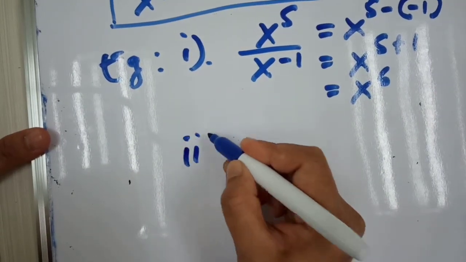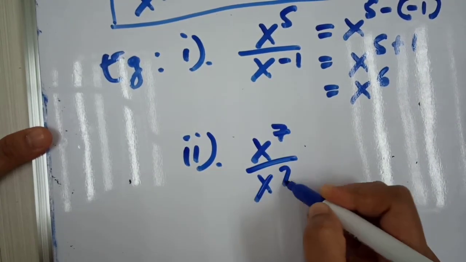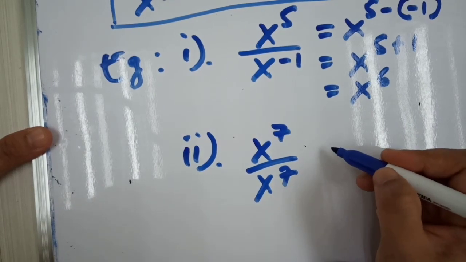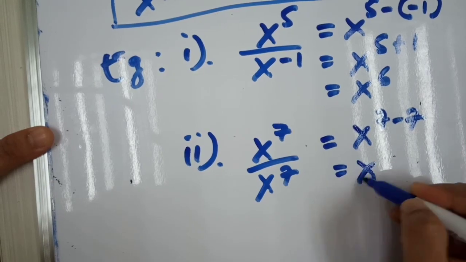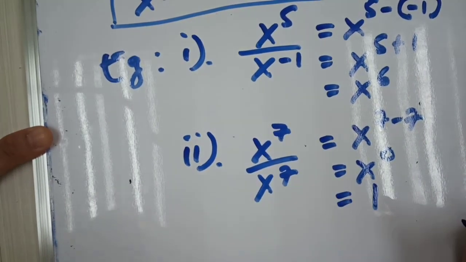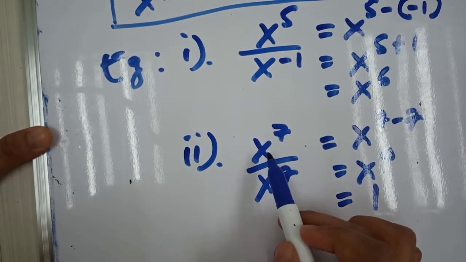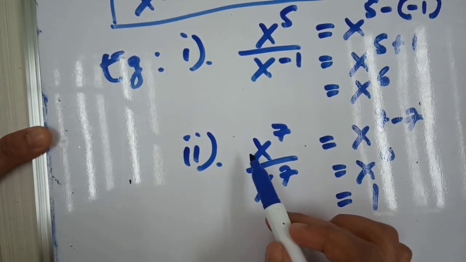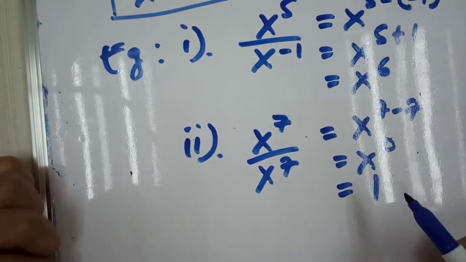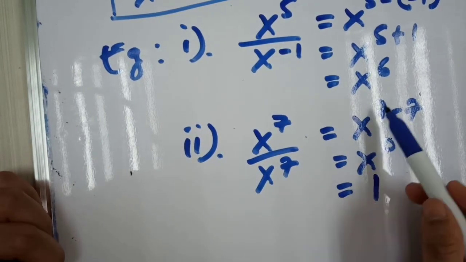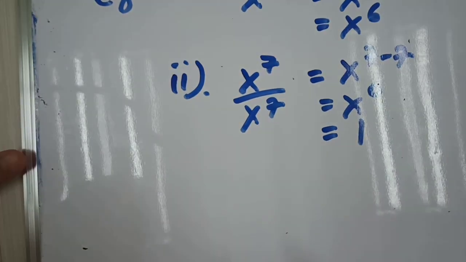Can I give you the second example? Let's say I have x power of 7 divided by x power of 7, so that equals x power of 7 minus 7, so x power of 0, so the answer is 1. Actually you can cross out the above and the bottom part. For mathematics there will be many methods. So you can just cross, or you can apply the laws of exponent. Okay, this is the fifth one.